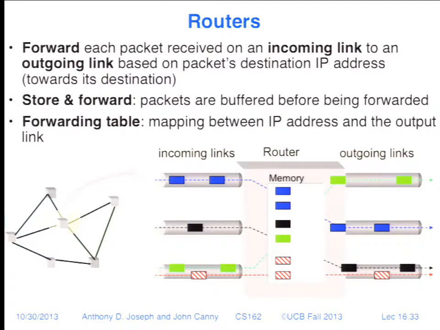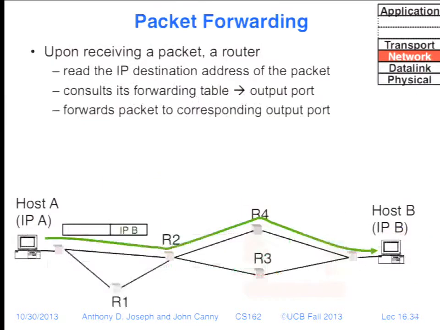A router is basically a computer, typically with its own operating system and services running, both to route to hosts that it already knows about, and it's normally also spending a lot of resources communicating with other routers to dynamically determine the best ways to move packets around. On receiving a packet, a router is going to read the destination address, look at the forwarding table, and send it to the output port.